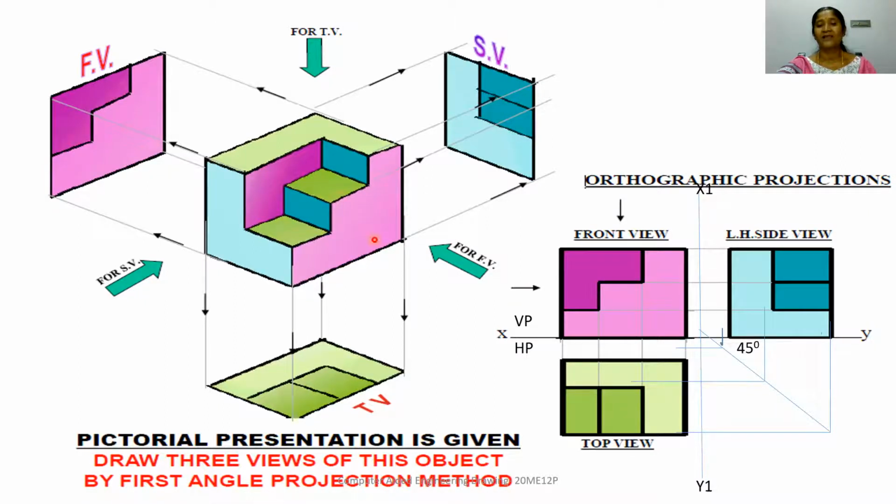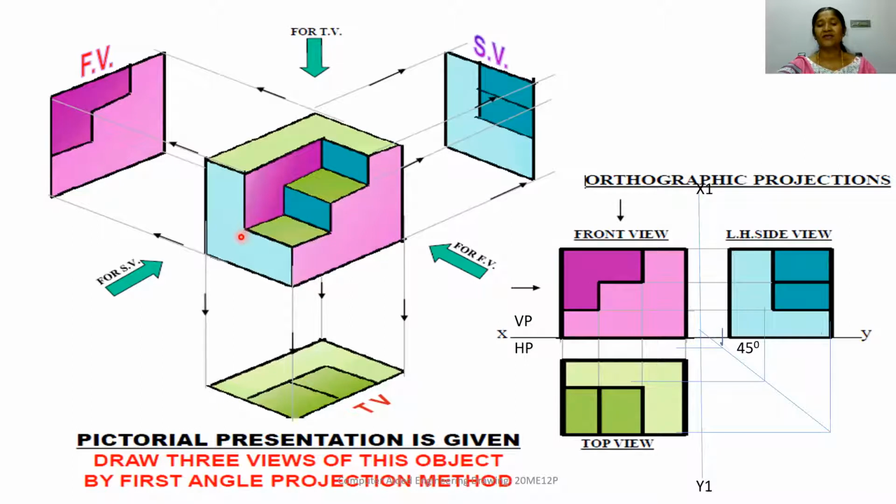Always, the front view is projected on the vertical plane, and this is the vertical plane on which the front view is projected. So the front view consists of two plane surfaces colored in pink. If I observe from the side view direction, that is from this direction, what will be the side view of this component? I can see three surfaces colored in blue. One surface is in the shape of L, and there are two other rectangles colored in blue.